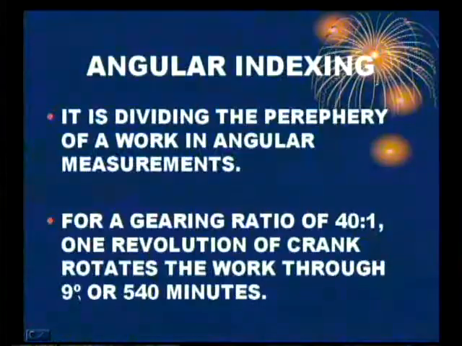So, that is why one revolution of a crank rotates the work through 9 degrees, and when converted into minutes, it is 540 minutes. So, each revolution of the crank is rotating the job through 9 degrees. If you take an index plate where suppose 35 are the holes, if you bypass only a single hole in the 35, the angle that is rotated is similarly calculated: 1/35 into 1/40 into 360, that is equal to the degrees obtained.